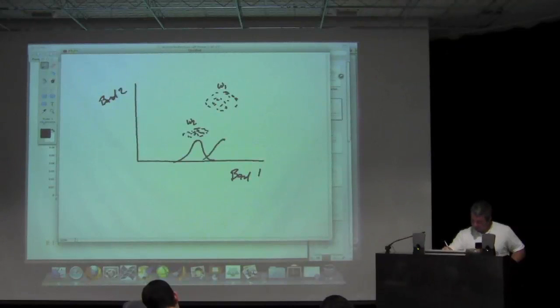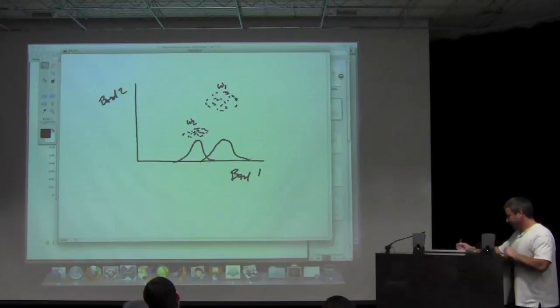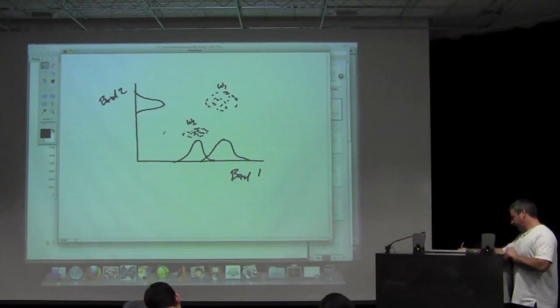You might get a histogram that looks like that. All right, now, if I did the same thing on the band 2 axis, I might get a histogram that looks like this. And let's see, this one's pretty narrow. So I'll make it a histogram that looks like this.